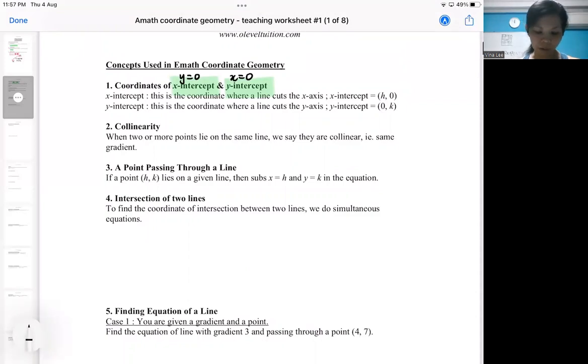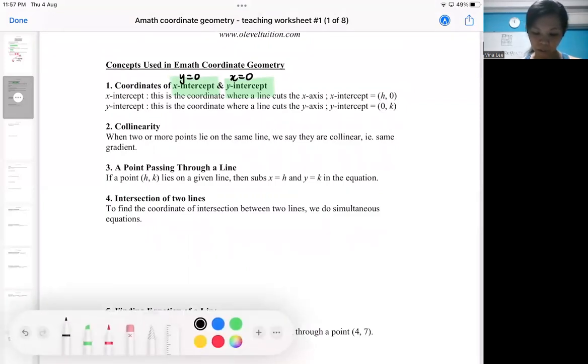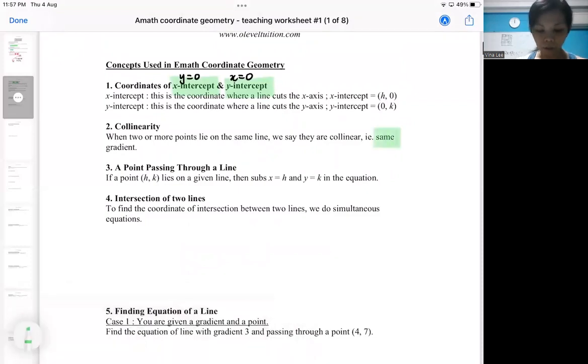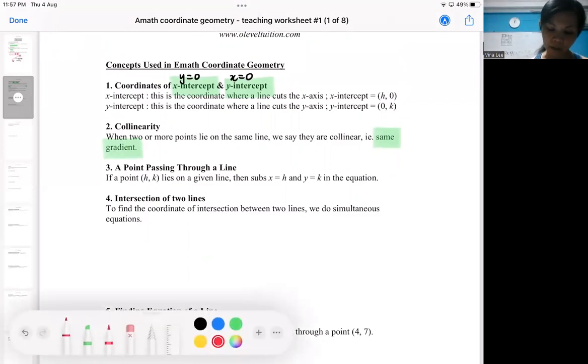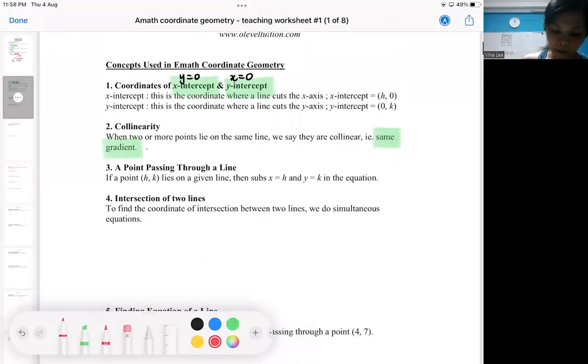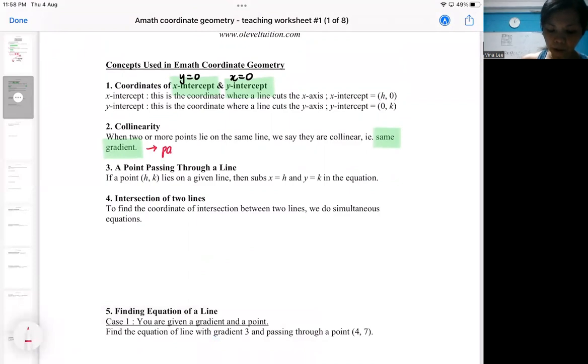Okay, and we learned collinearity in E-math coordinate geometry. When two or three points are collinear, it just means same gradient. We also have same gradient in A-math coordinate geometry, which falls under the part on parallel lines. In parallel lines, we have the same gradient. So you got to note the idea of parallel lines. The question will state something about parallel lines, so you need to be able to extract out the gradient.